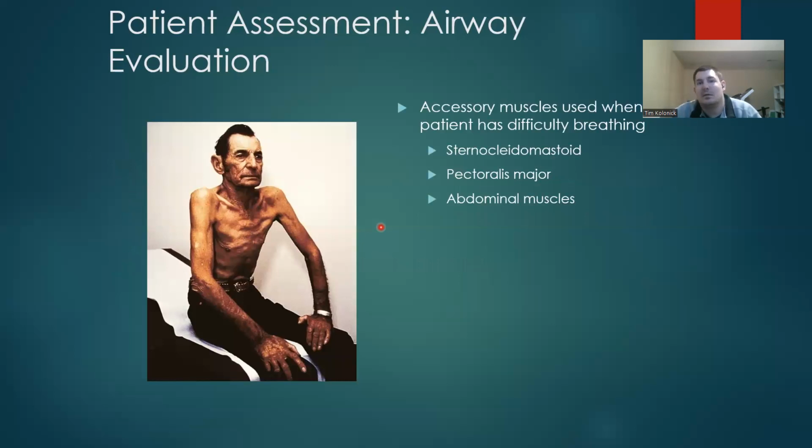Here's a good picture showing you accessory muscles being used. So this person is in obvious distress. He's using all of his accessory muscles between the ribs. We see the sternocleidomastoids up here. It looks like he's pursing his lips a little bit and in that tripod position. So this is a good picture of someone in respiratory distress, even though we can't see them breathing. It's a good picture of accessory muscle usage.